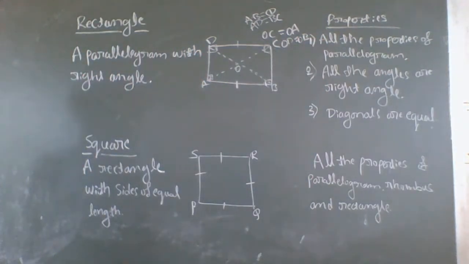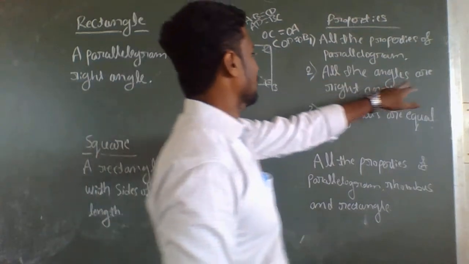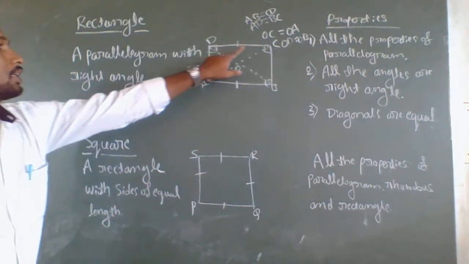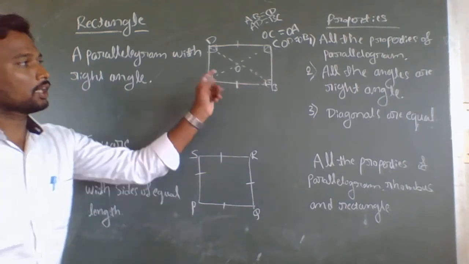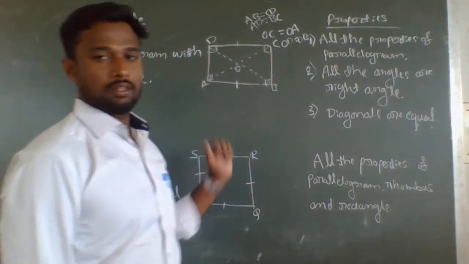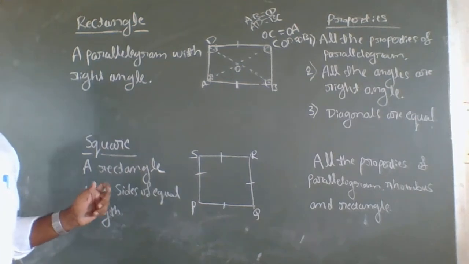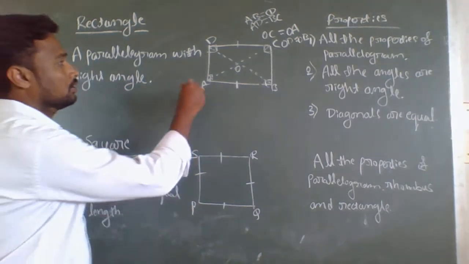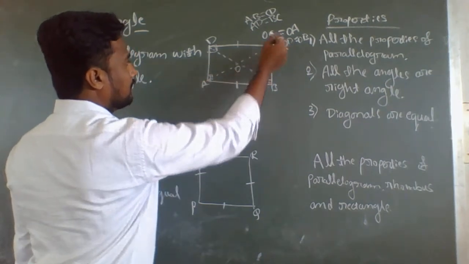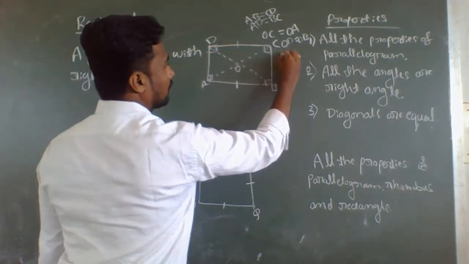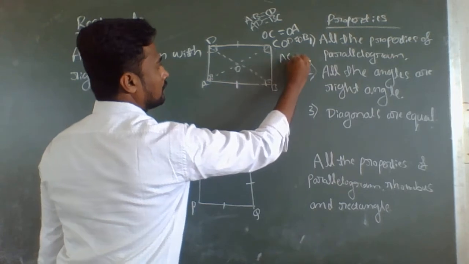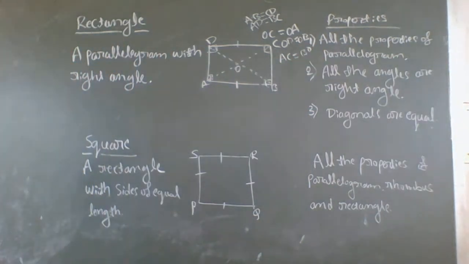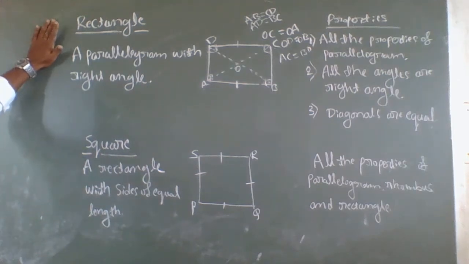So next, second property, all the angles are right angles only. Here all the angles are 90 degrees. Therefore all the angles are right angles only. So next, third one, diagonals are equal. Here the diagonals AC and BD are equal to each other. AC is equal to BD. So these are the properties of a rectangle.